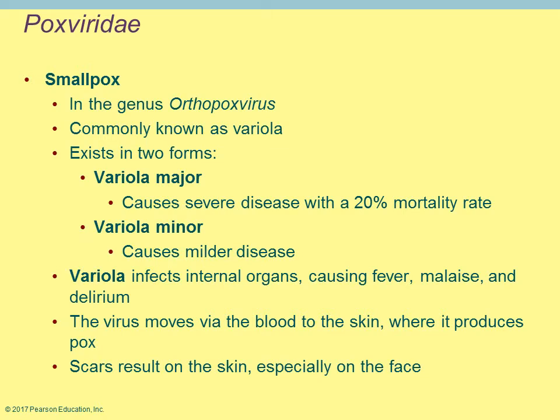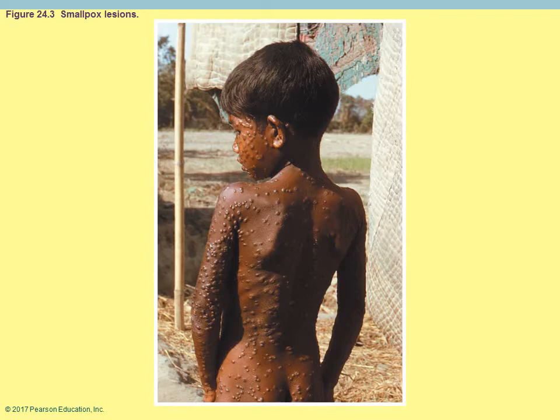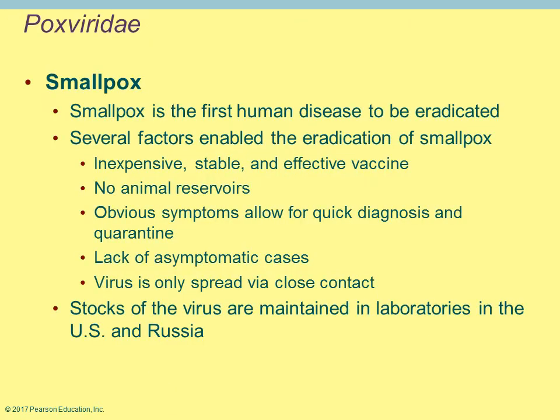Smallpox is commonly known as variola. There were 2 different forms of it, variola major and variola minor. Minor obviously caused a more minor form of the disease. It would infect internal organs. It would cause fever, tiredness. The virus would move in the blood to the skin. On the skin, it produces the pox, and then would leave those resulting scars. This is a picture. You can see all of the lesions formed by the virus. Once again, the smallpox.